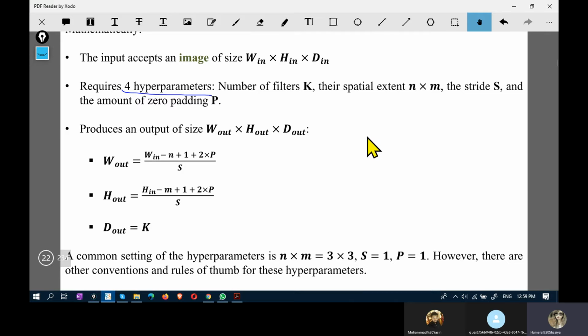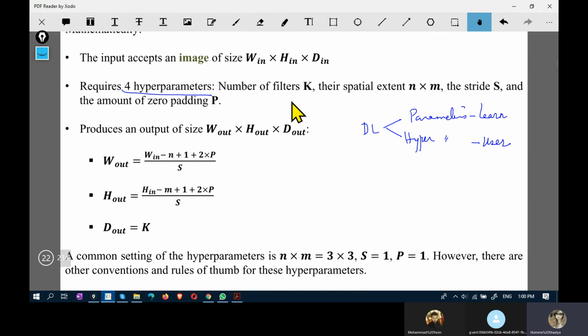There are 2 types of parameters in deep learning: parameters and hyperparameters. Parameters are learnable or trainable. These parameter values will be learned by the model. Hyperparameter values will be initialized by the user. The user will specify the values.